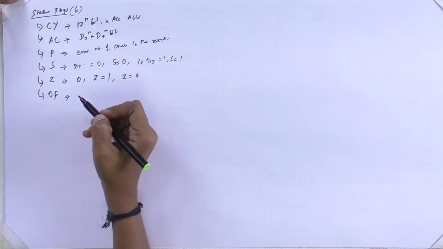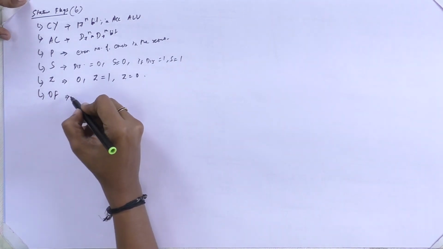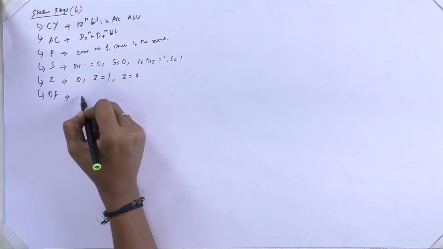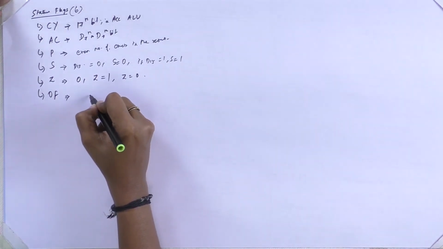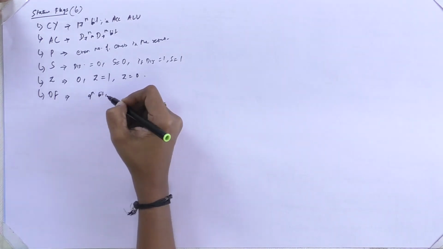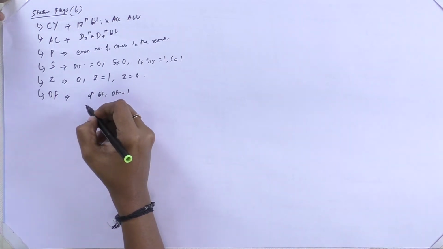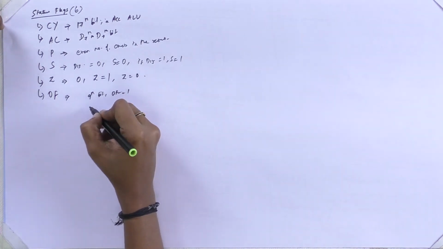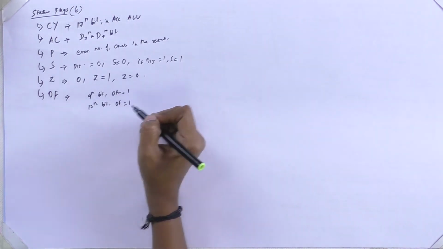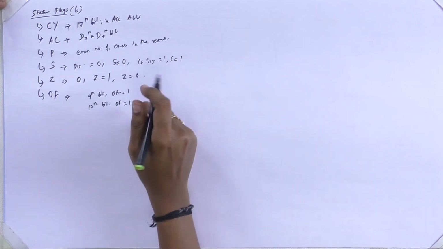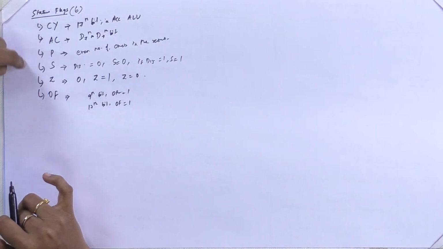Then overflow flag. This overflow flag is similar to the carry flag: whenever the processor is performing any 8-bit operation, if there is any extra 9th bit, then this overflow flag will be set to 1. Or if the processor is performing any 16-bit operation and there is any extra 17th bit, then this overflow flag will be set to 1. Otherwise this flag will be reset. So this is about status flags.